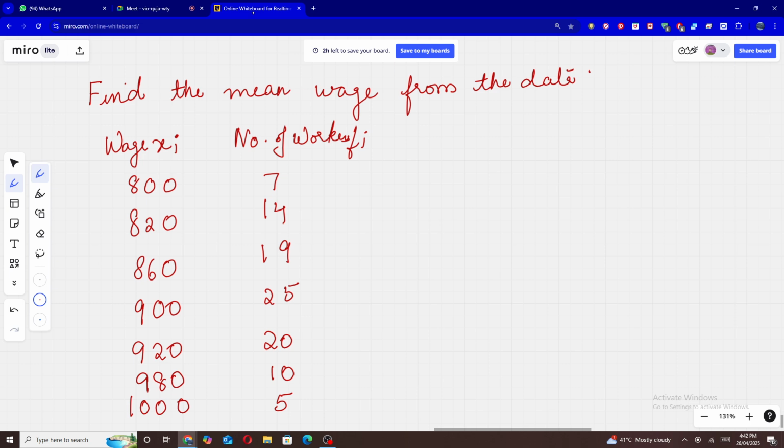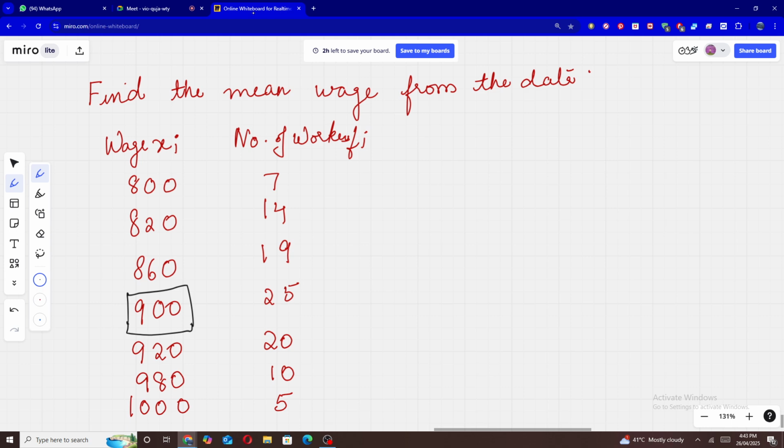Xi minus A is the formula. Yeah, that is how you will get minus. In the beginning, you have to get negative values. We have to do the shortcut. So this assumed mean is going to be 900 and then xi minus 900. So this is going to be 800 minus 900. It's always x minus a. So x is 800, assumed mean 900, 800 minus 900 is minus 100.